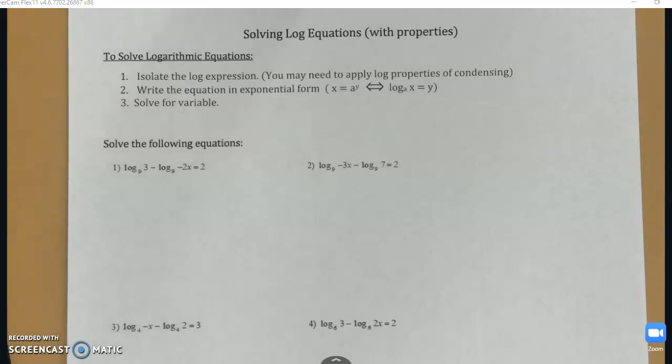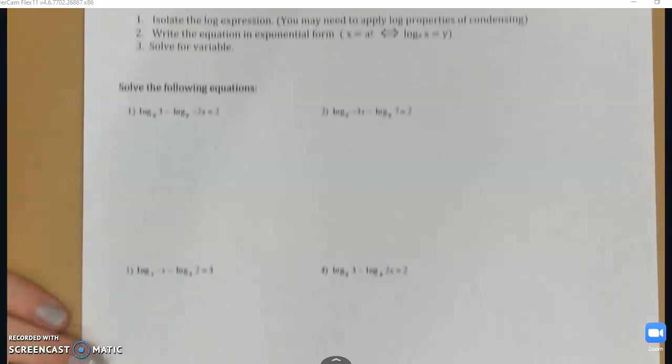Today we are going to be solving log equations using the log properties of expanding and condensing that you are now familiar with. So remember, the steps to solving a log equation are: isolate your log expression, rewrite the equation in exponential form, and then just use your algebra skills to solve for the variable. The thing that's different here is that when we are isolating that log, we are going to have to condense into one single log first. So let's jump right into number 1.